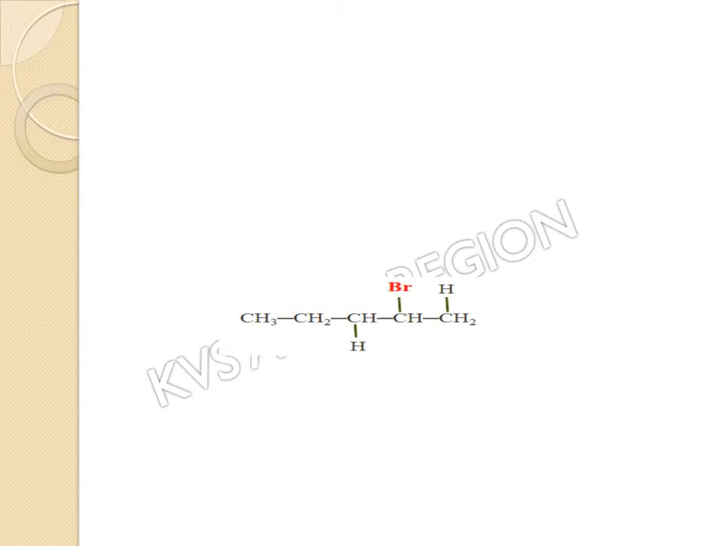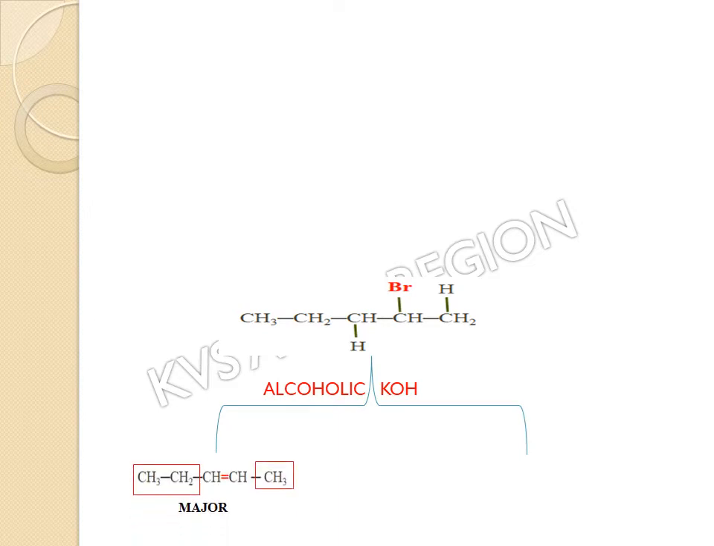Now here you can see there are two beta hydrogens. The question arises, what will be the product? It's but natural that an alkene will be formed, but which alkene will be the major product? Let us see. This reaction takes place on heating in the presence of alcoholic KOH.